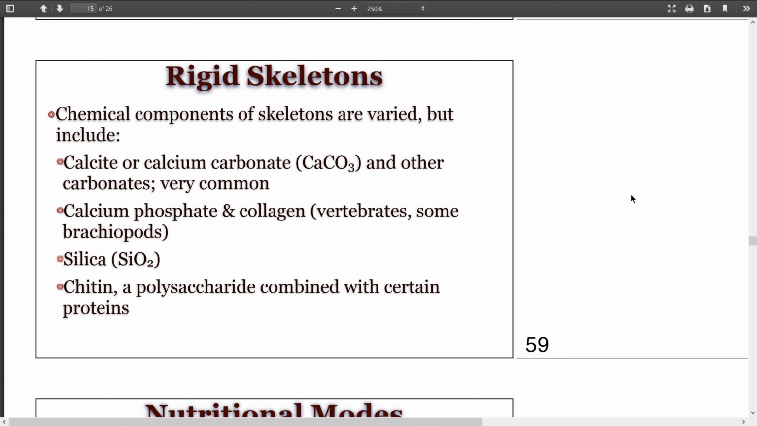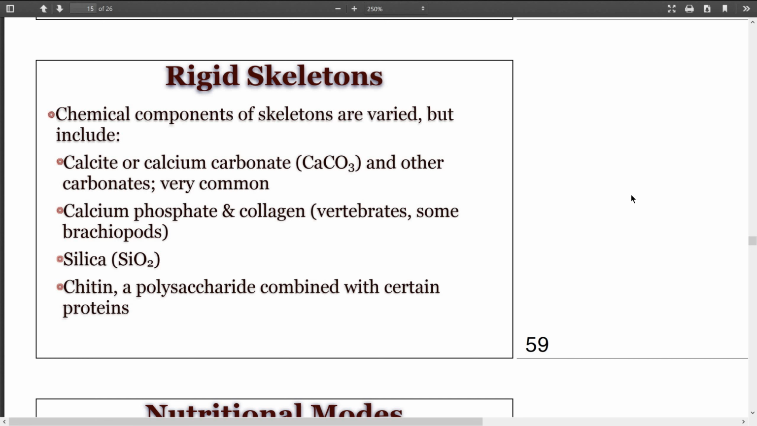Brachiopods are shelled animals that look superficially like a bivalve mollusk. They have two shells, but only very superficially. And we'll cover them in 2 weeks, 3 weeks. We'll get to them pretty soon. But some brachiopods have a calcium phosphate shell. Other kinds of brachiopods have a calcium carbonate shell.